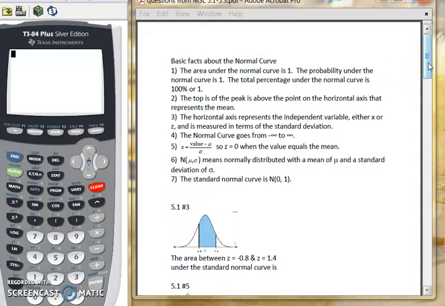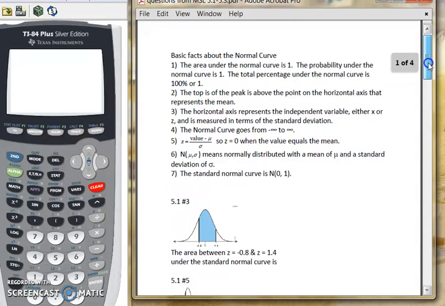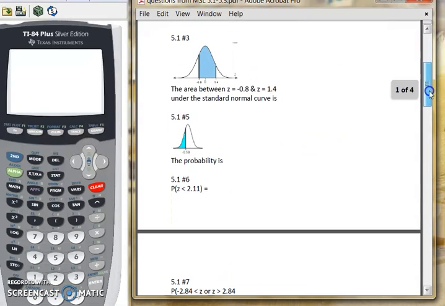Now let's do a problem. 5.1 number 3. Number 3 has a picture, and then it tells you that the area between z equals negative 0.8 and z equals 1.4 under the standard normal curve is what?